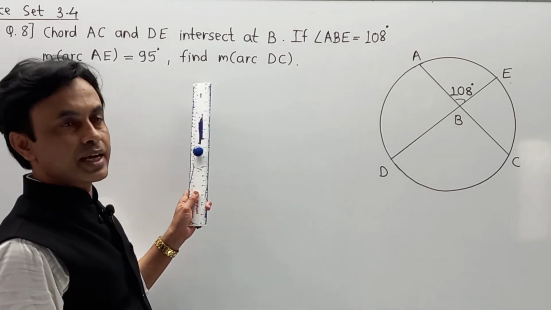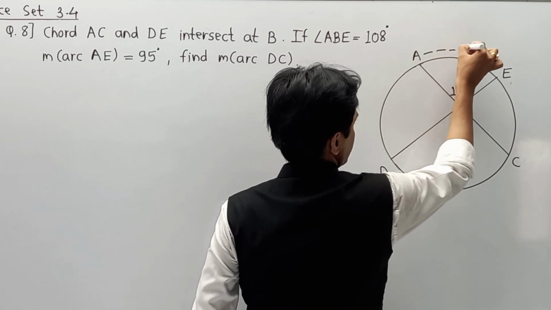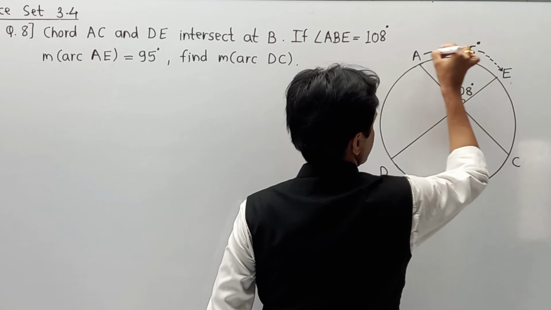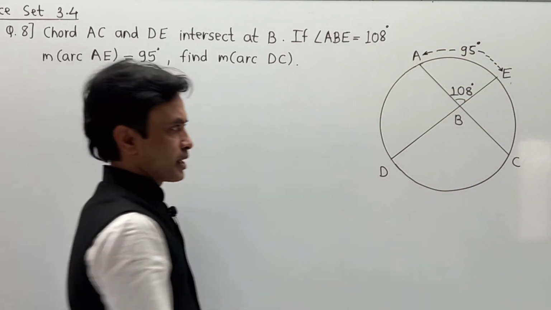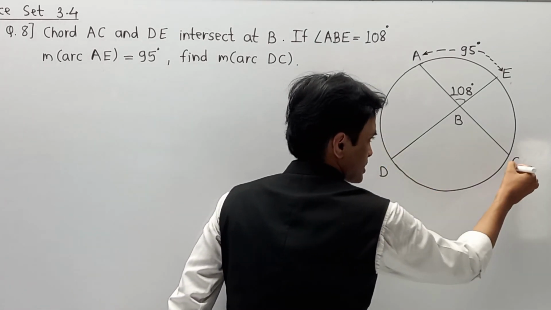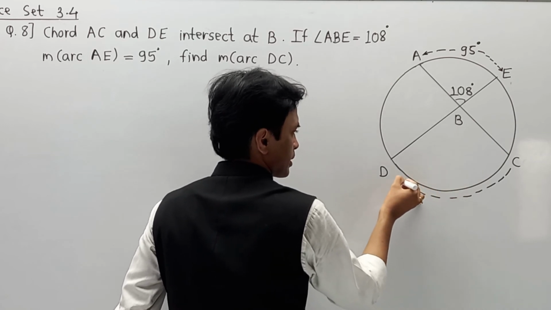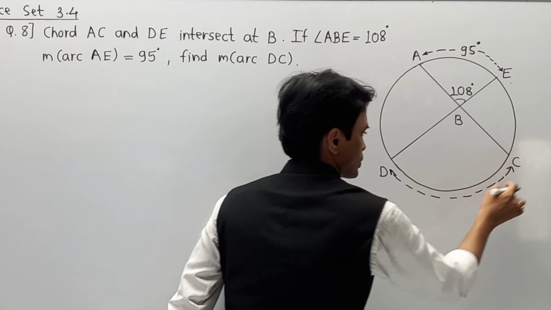Major arc AE is 95 degrees. Then find the value of major arc DC. This means we are supposed to find this length in terms of arc. So the question is over here.